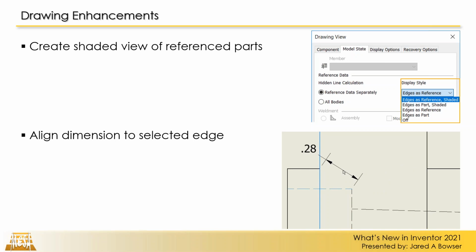The GIF at the bottom there is showing you how to align dimensions to a selected edge, or to rotate to a selected edge, where you can place a dimension and then make it either parallel or perpendicular to an edge that you pick.